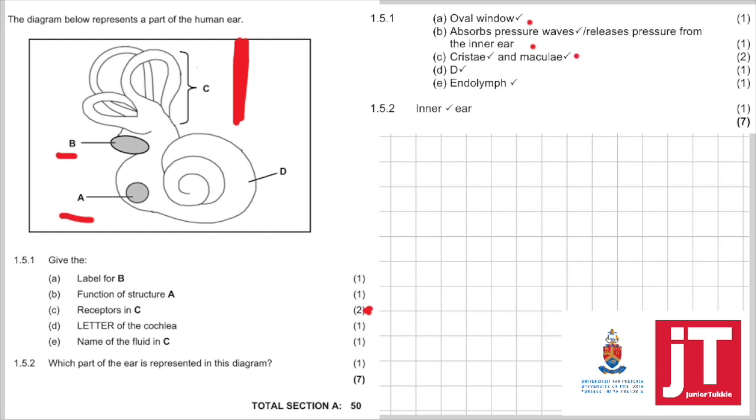Give the letter of the cochlea. Well, that's easy. That's a D. Name the fluid in the semicircular canals. That fluid inside the bony part is the endolymph. And 1.5.2, which part of the ear is represented in the diagram? This, of course, is the inner ear.